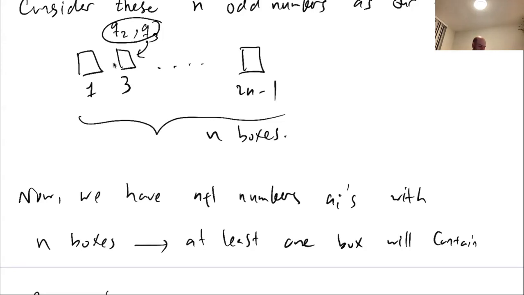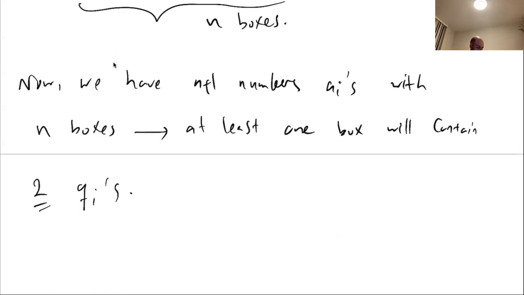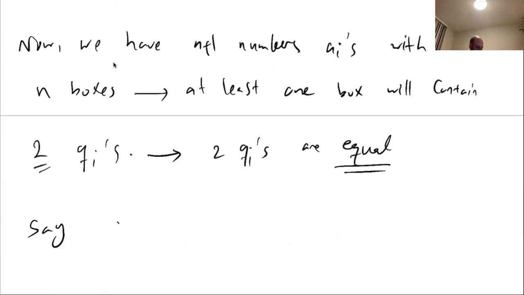If the box is 3, I have 2 QIs inside the box corresponding to the number 3, then that means both of those QIs are equal to 3, and therefore they are equal, right? So when I say at least one box will contain 2 QIs, this means that 2 QIs are equal. So say QI equals QJ with I not equal to J.